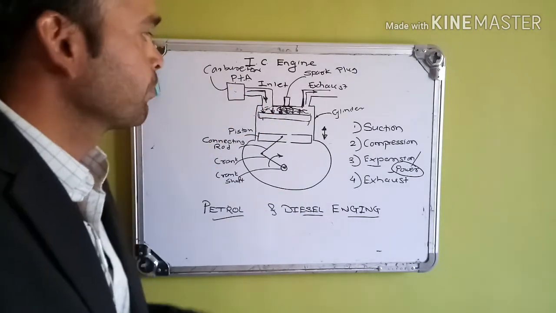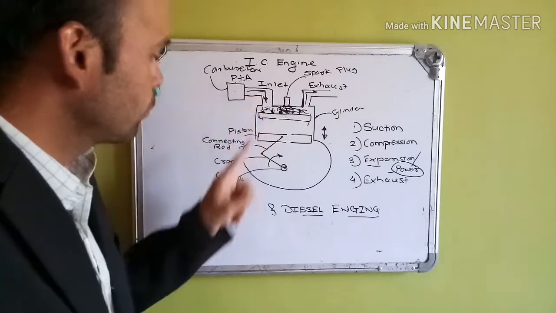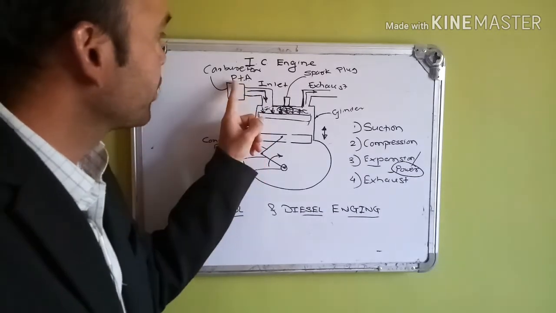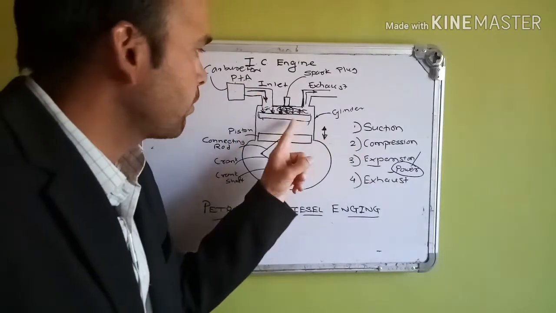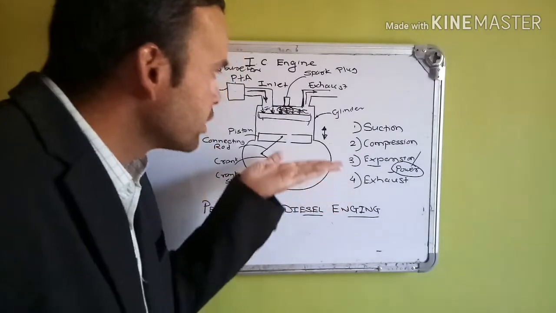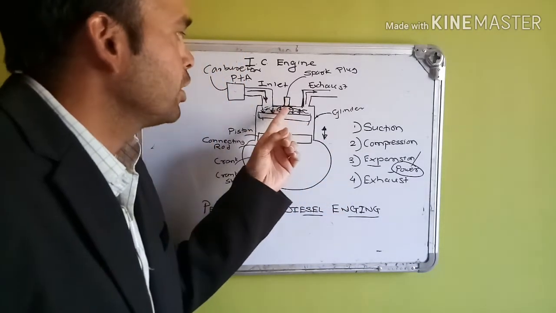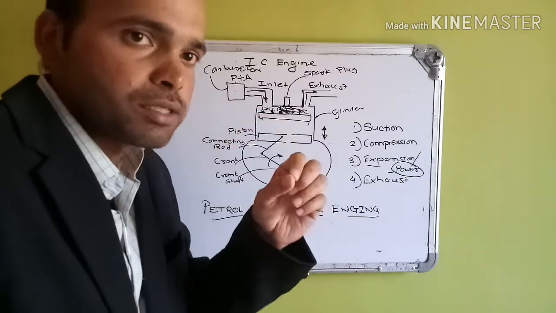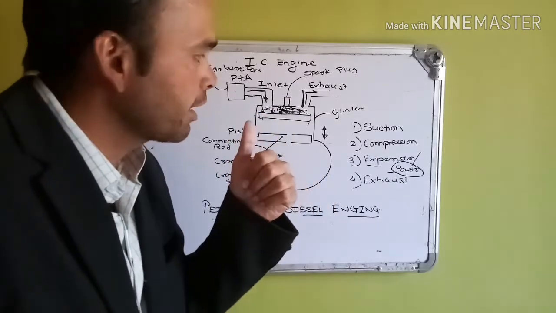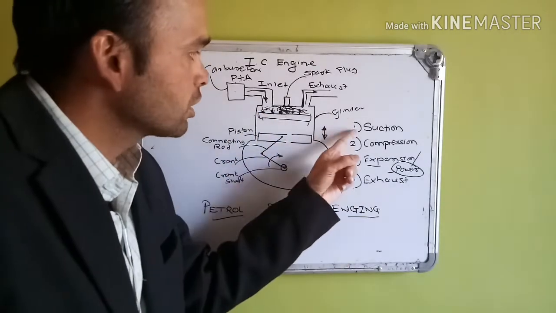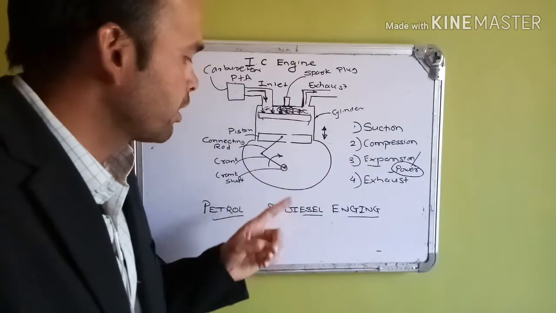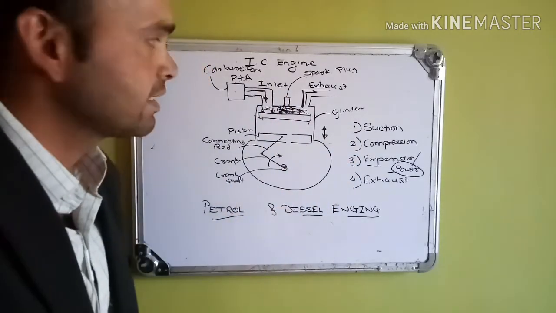So mark my words, during suction stroke for petrol engine, petrol plus air mixture is supplied inside the engine. In the second stroke, that is compressed, and at the end of compression, ignition takes place by spark plug. So suction and ignition, these are the two parameters which differentiate petrol and diesel engine.